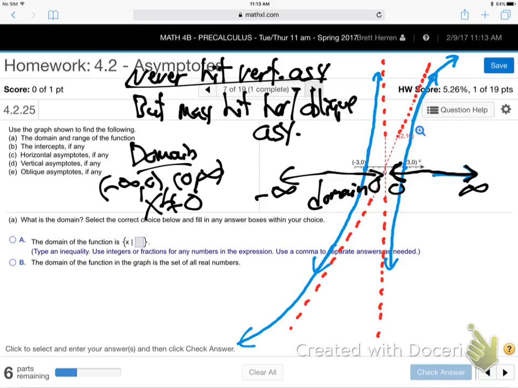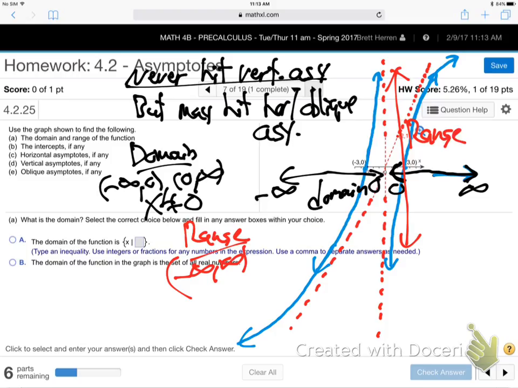Okay, what's the range? Range would be the up-down, huh? Does it go as high and as low as you'd ever want? Oh, the range is everything, huh? The range would be negative infinity to positive infinity, right? Because the range, the up-down, goes as high and as low, and it doesn't skip any values. High and low as you'd ever want, from negative infinity to positive infinity.